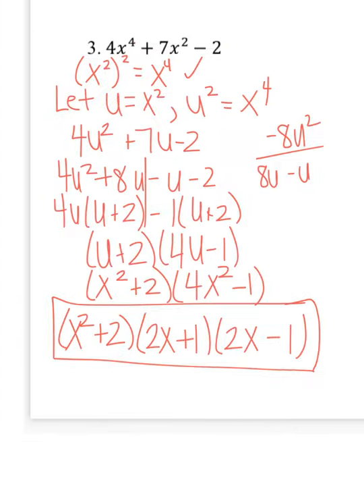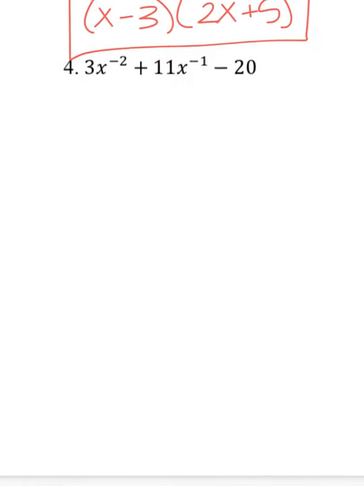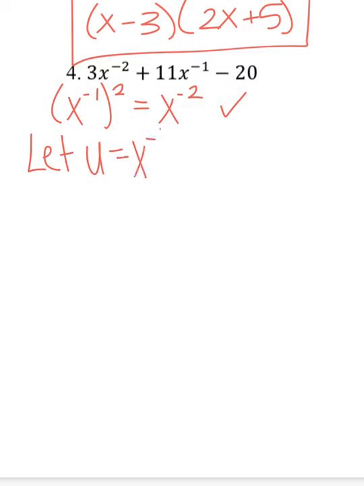And then last one, number 4. 3x to the negative second plus 11x to the negative first minus 20. So again, you look at the middle term. If you square it, you get x to the negative second. So it works. You're going to let u equal x to the negative first and u squared equal x to the negative second.